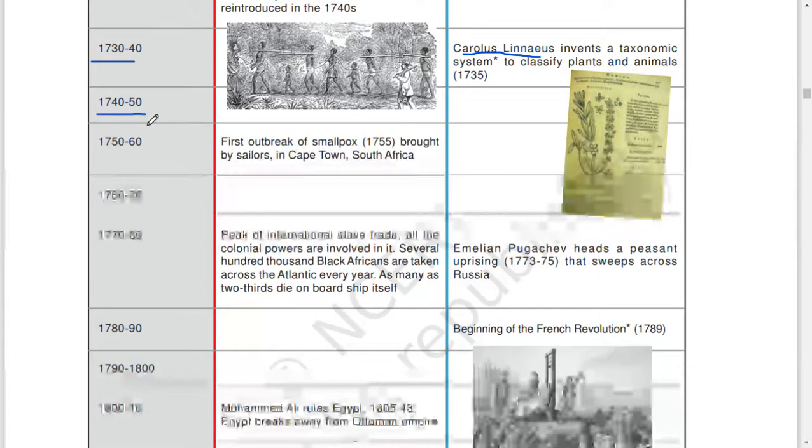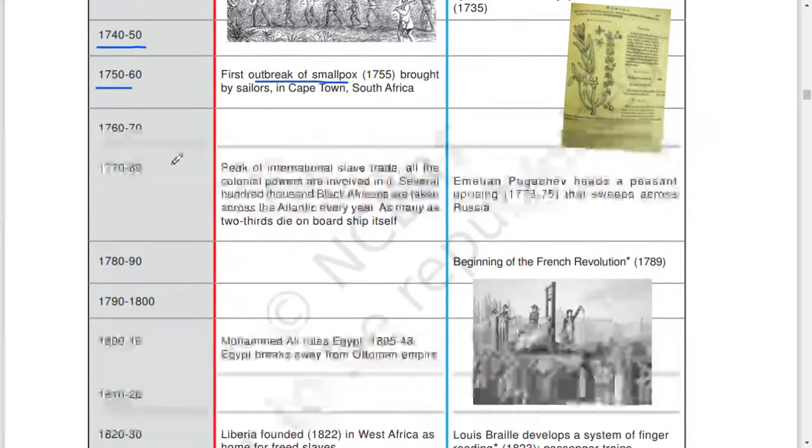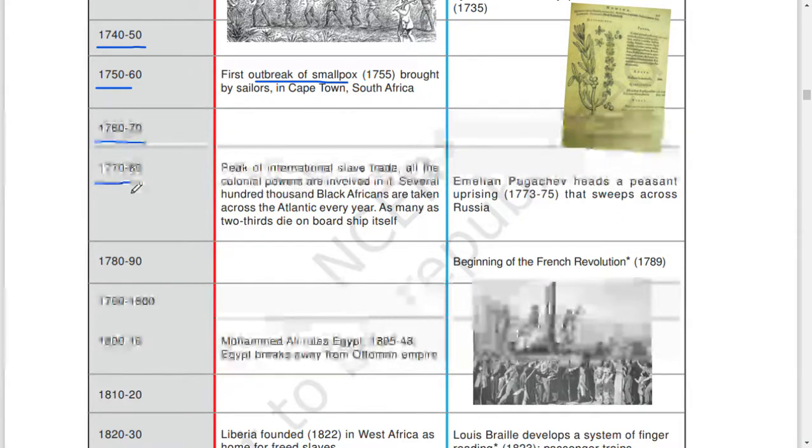1740 to 50. 1750 to 60, first outbreak of smallpox, 1755, brought by sailors in Cape Town, South Africa. 1760 to 70. 1770 to 80, peak of international slave trade. All the colonial powers are involved in it. Several 100,000 black Africans are taken across the Atlantic every year. As many as two-thirds die on board ship itself.